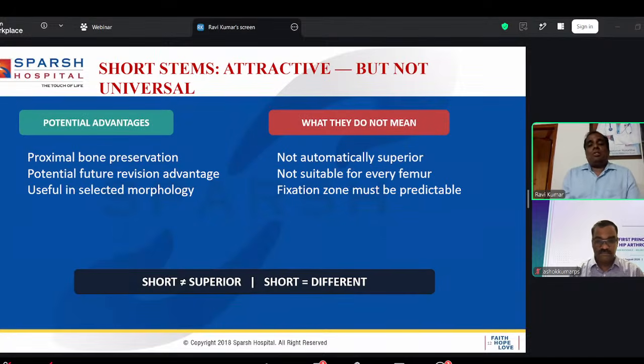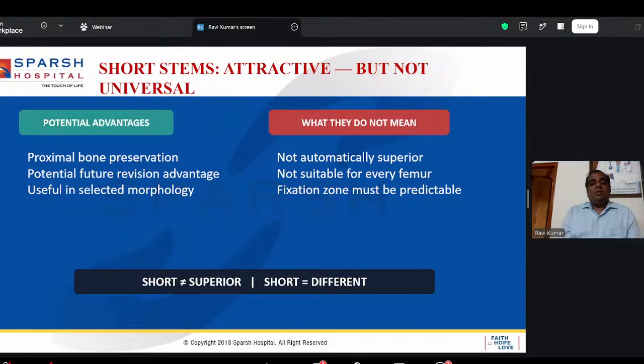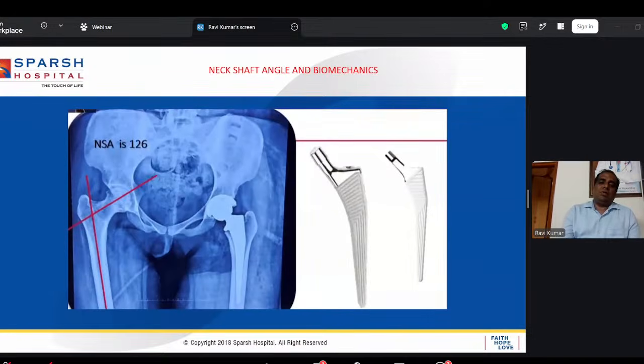Also there are a lot of short stems which are very attractive, with potential advantages of bone preservation, a theoretical potential future revision advantage, and usefulness in some selected morphology. But they do not score in every case and may not be suitable in every femur. Short does not mean superior. Many studies have shown the results are not so great.